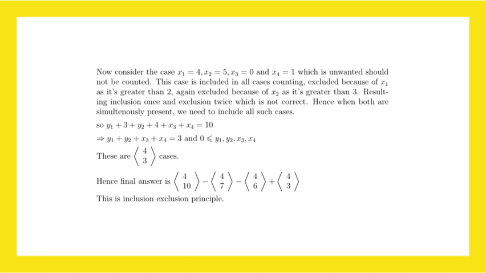So these cases are included in the first counting 4 elbow 10, excluded because of x1 in 4 elbow 7, excluded because of x2 in 4 elbow 6, and therefore we need to add them in the counting eventually once. Therefore 4 elbow 3 should be added. This particular principle is called the inclusion-exclusion principle in counting, and is a very powerful tool for arriving at the correct count.